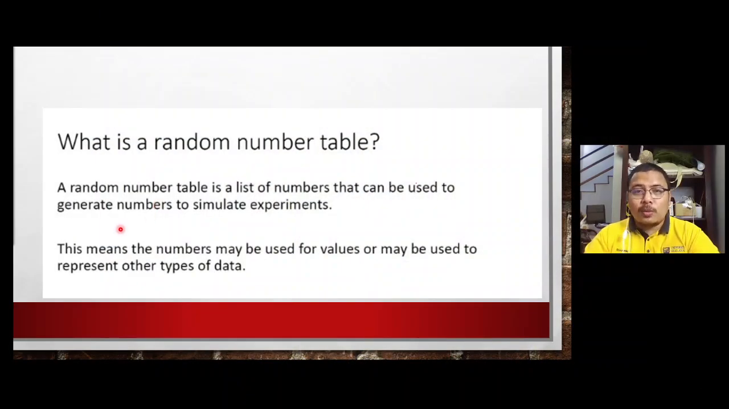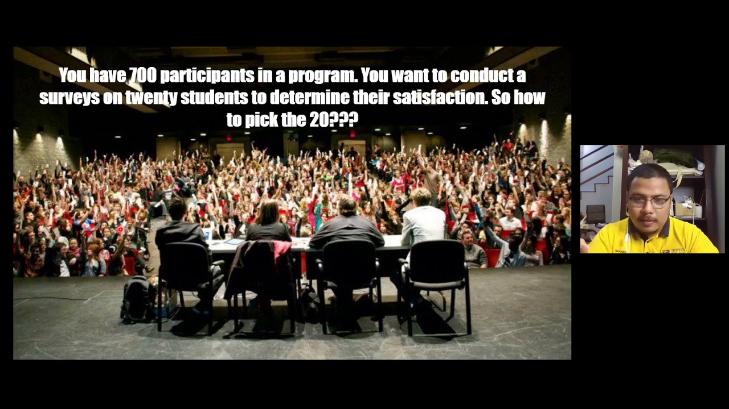The table is used to give you a list of random numbers. These numbers could be used for various reasons. They could be actual numbers, or they could represent other data. For instance, let's try this. Let's use this table to simulate an event. Let's say you want to pick 20 students from 700.